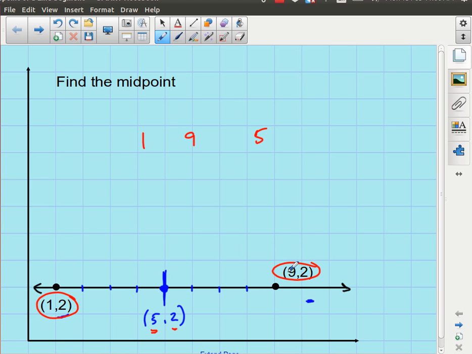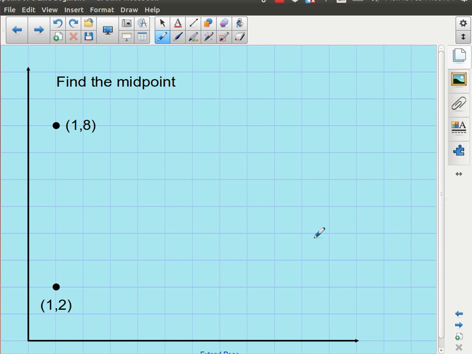And the answer to that, or at least one way you could think about that, is, well, if I added 1 and 9 together, that would give me 10. And if I divided by 2, 10 divided by 2 is equal to 5. So this idea of addition and then division by 2, let's see if that continues to work going forward.